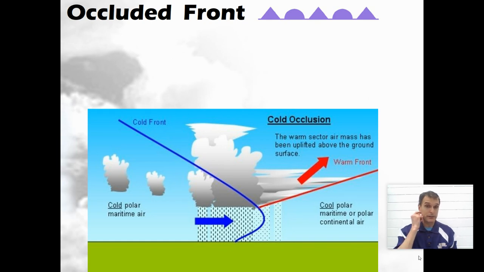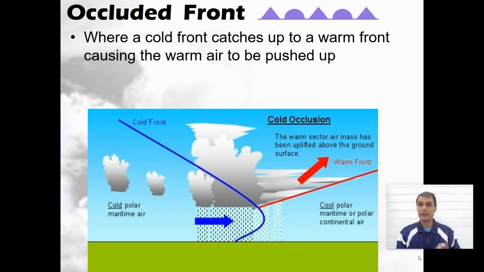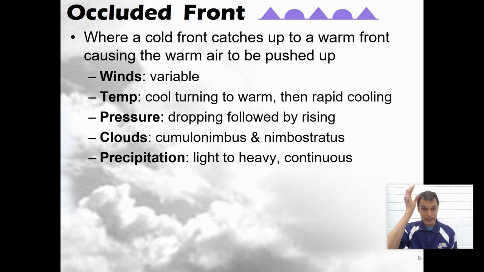The next is an occluded front. An occluded front is when a cold front pushes into an area, and then it's going to cause the warm air to rise up over the top. Again, we got warm air rising, so we know we're going to lead to precipitation here. And this is going to cause the temperature to drop as the cold air moves in. Again, we're getting cumulonimbus and nimbostratus clouds. These are rain clouds, so we're going to get light to heavy and continuous rain as that warm air is pushed over the cold air as it moves into the area.